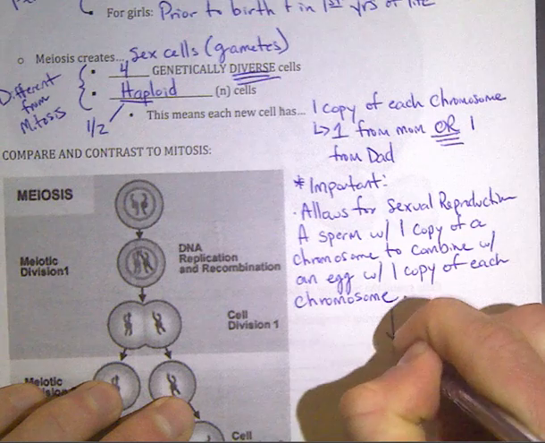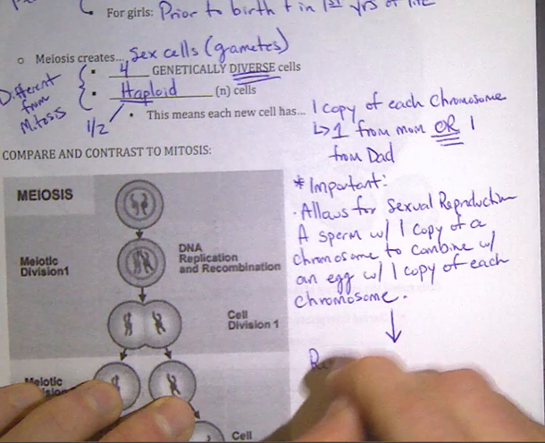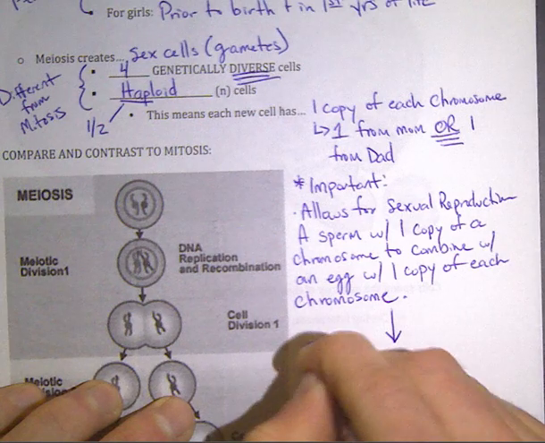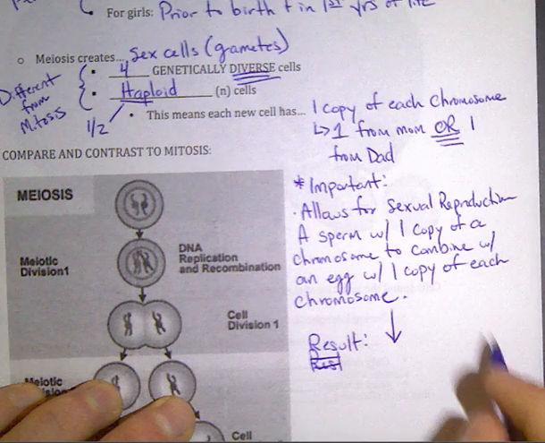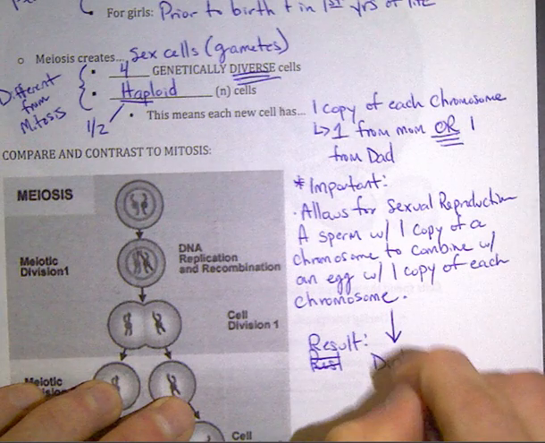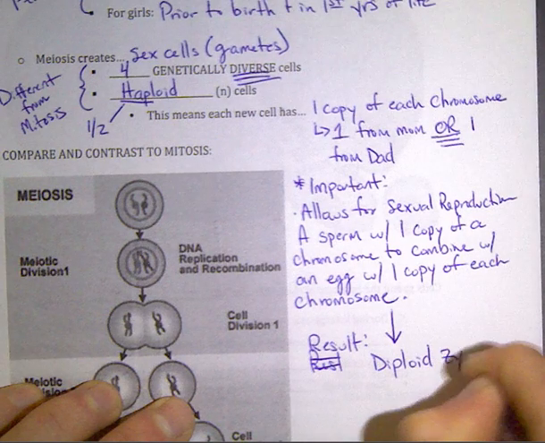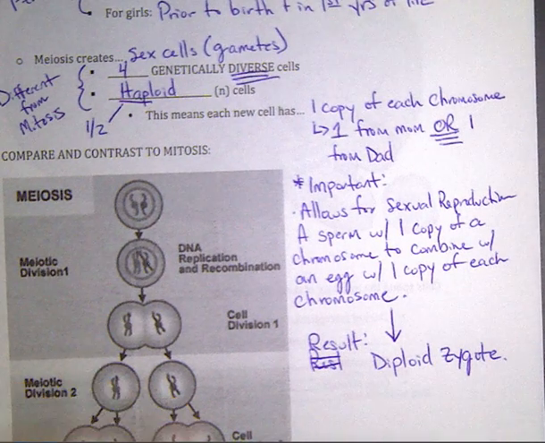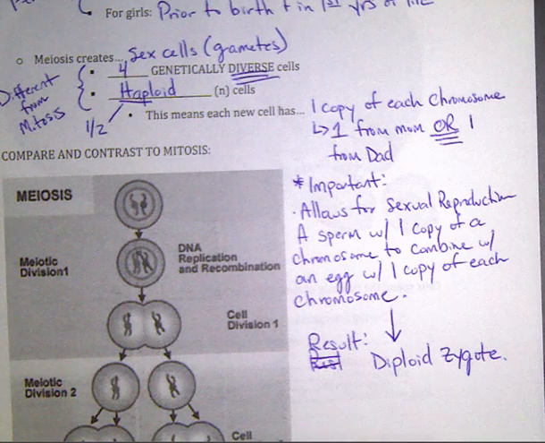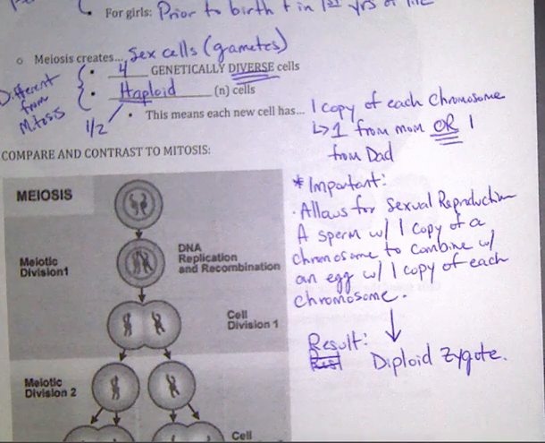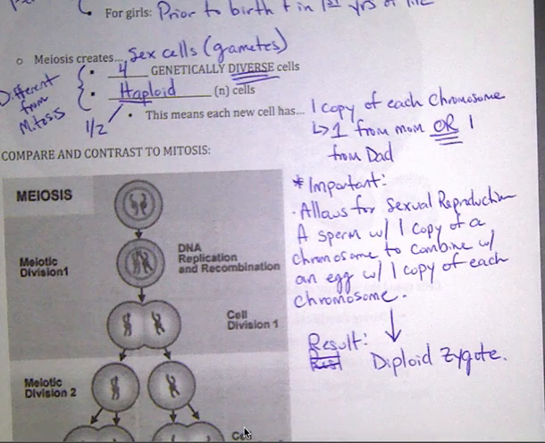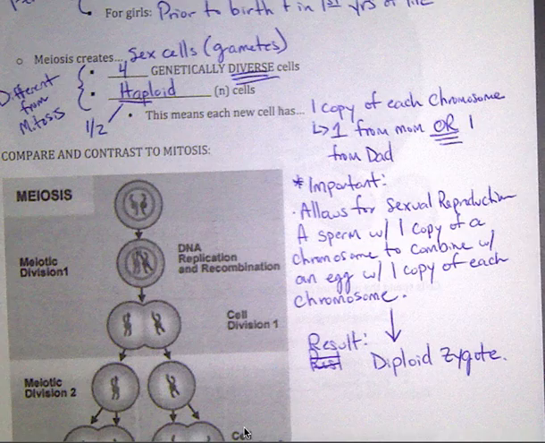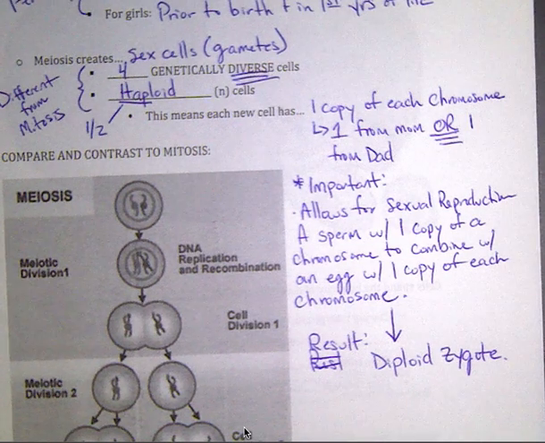The end result, that should say result, is a diploid zygote. All zygote is a fancy word for the first cell that gets made in sexual reproduction, for a fertilized egg. Every single one of you in this room started out as a zygote. Okay.